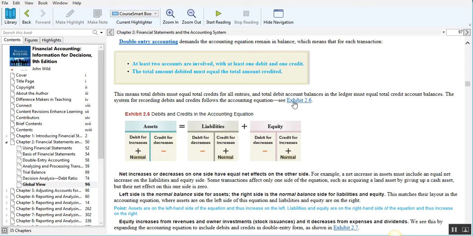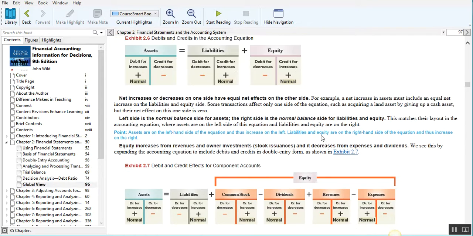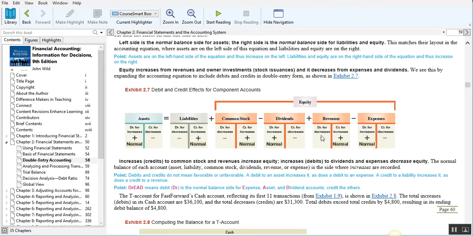Now, this is for the common stock account. This does not include dividends or some of the others, but we'll get into that in just a moment. If we expand the equity portion of the accounting equation, we'll see the expanded version here, and you'll see how these accounts, common stock and dividends, revenue and expenses, are opposite of each other. Common stock increases with a credit, decreases with a debit. Dividends increase with a debit, decrease with a credit. Revenues are just like common stock, and expenses are just like dividends.